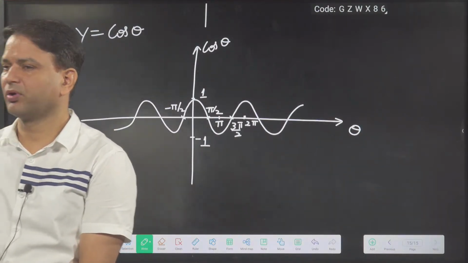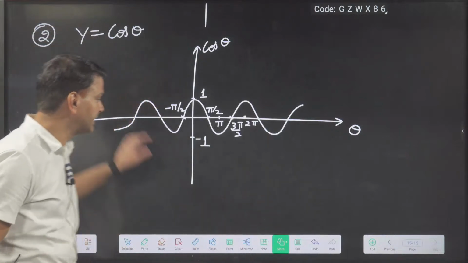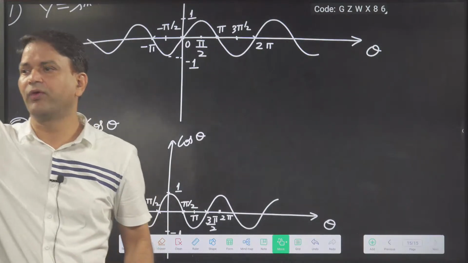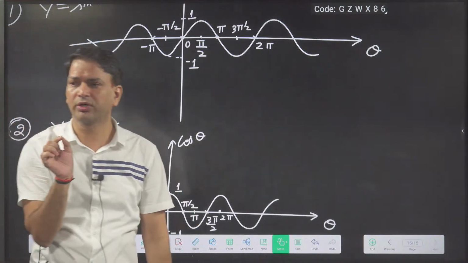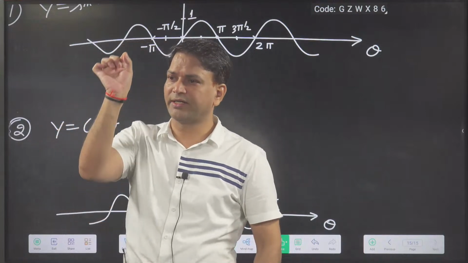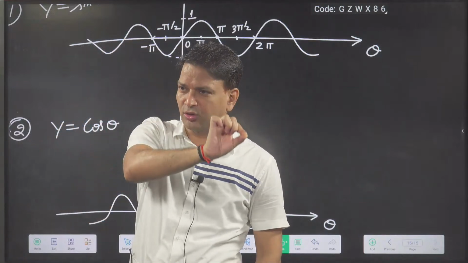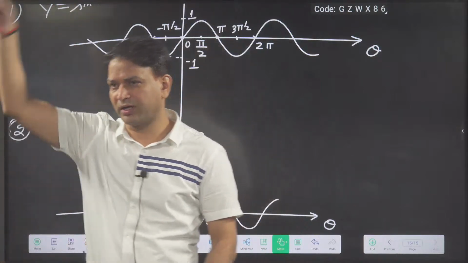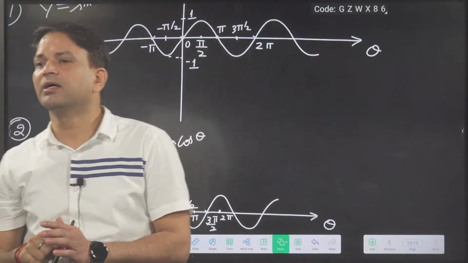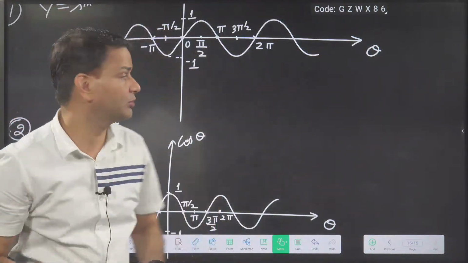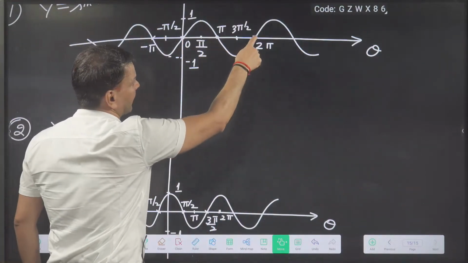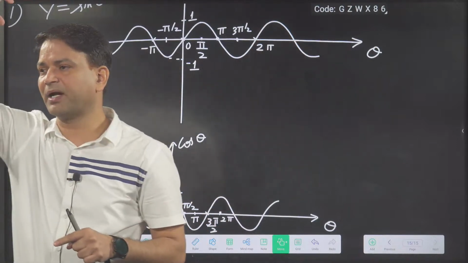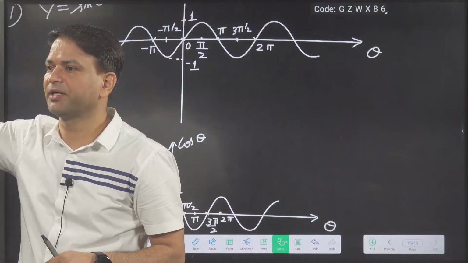You can see here also that sin theta and cos theta repeat their values. Suppose you started with 0. From 0 to 90 it reached 1, again it reached 0, then minus, then again. After completing one full angle, 360 degrees or 2 pi, the value of sin theta repeats. That's why you can see from here to here, after that we get the same graph again. So one cycle is from here to here, upper half and lower half. After that it repeats.